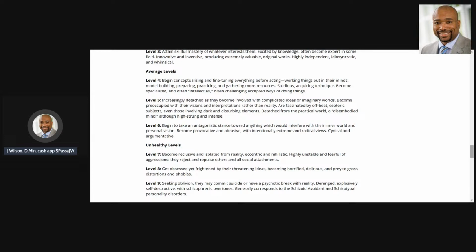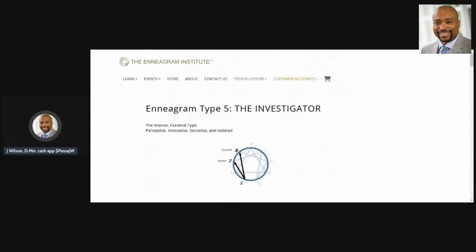So at unhealthy levels, they become reclusive and isolated from reality. They get obsessed yet frightened by their threatening ideals, become horrified, delirious, and seeking oblivion. They may have a psychotic break with reality. I see people who play a lot of video games and they're good at it. I can see a lot of that.